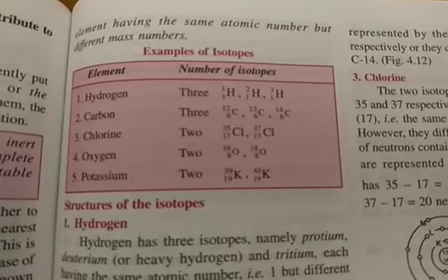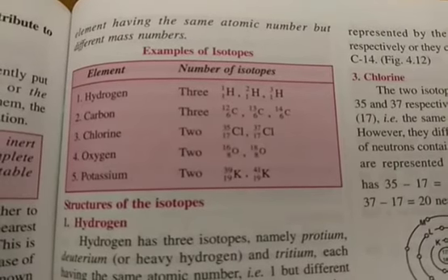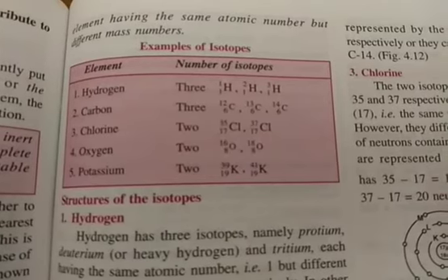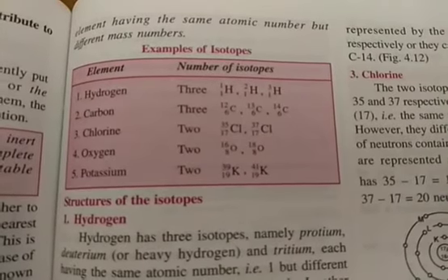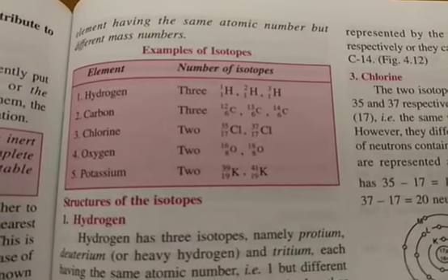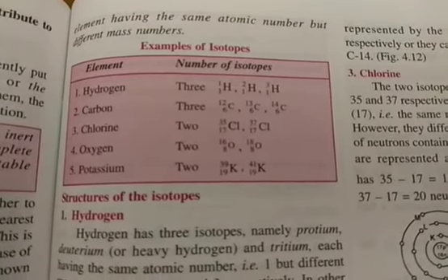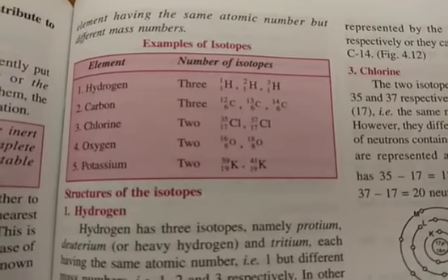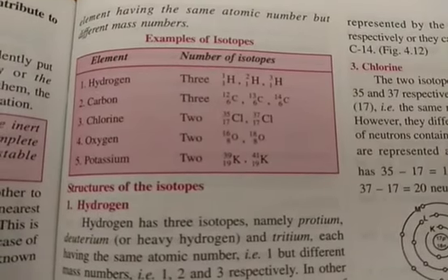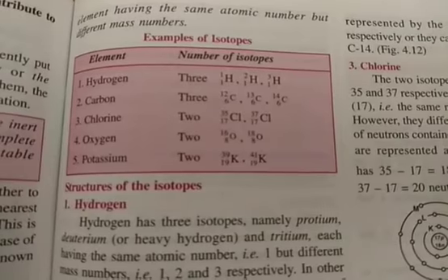So the downside number, or the subscript, is the atomic number, and the above side number, that is the superscript, is the atomic mass. So isotopes are those species which have the same atomic number. Everywhere you can see, in whatever examples have been given, the downside number, that is the subscript, is the same, but the atomic masses are different.